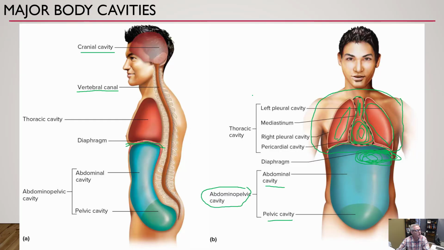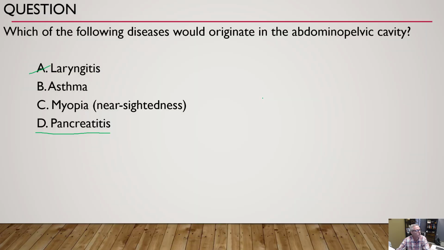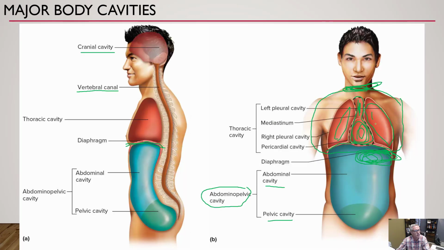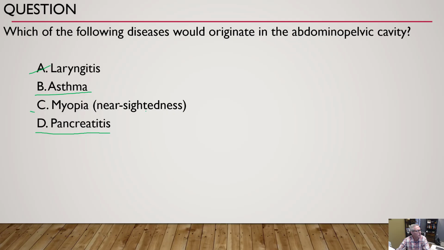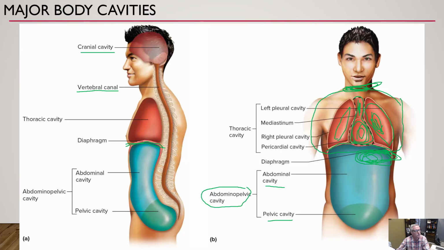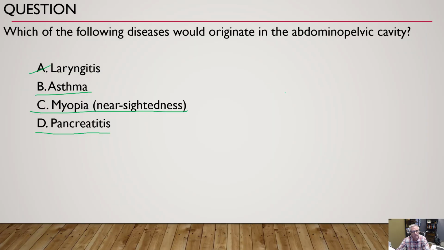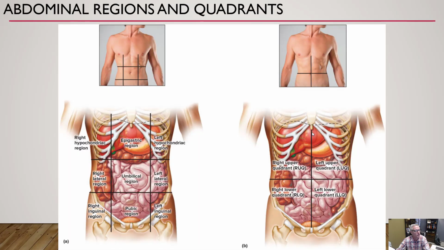So our throat cavity or laryngitis would be up here. Asthma would be in our pleural cavity. Myopia, nearsightedness, would be up here. We actually have an orbital cavity. And then pancreatitis would be our answer. And we'll see an example of the orbital cavity here later on.